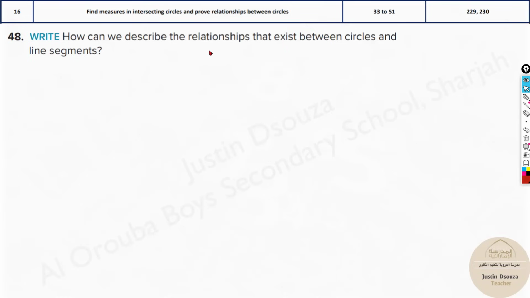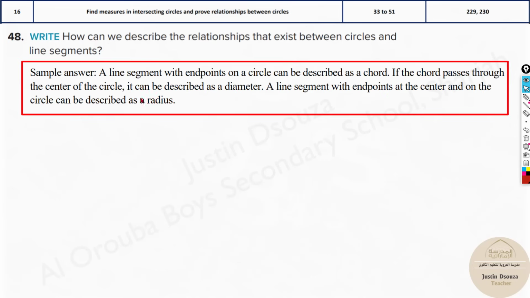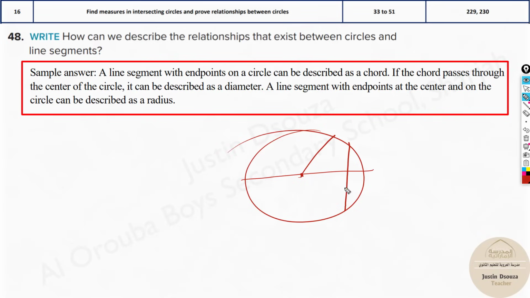How can we describe the relationship that exists between circles and line segments? Let me just go through the solution and see what they want. They're just explaining about diameter, radius. Let me just draw it out over here. So we have a circle. There is a diameter line. There is a radius. There is a chord.